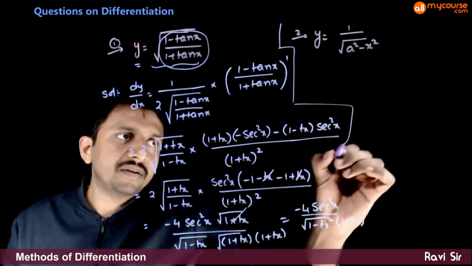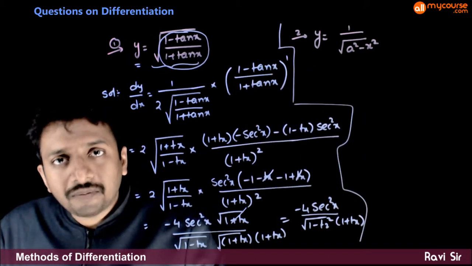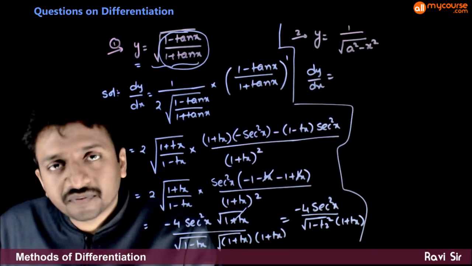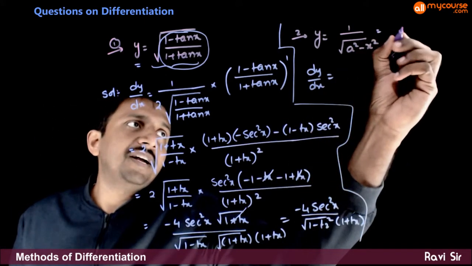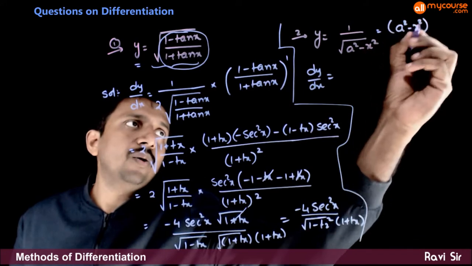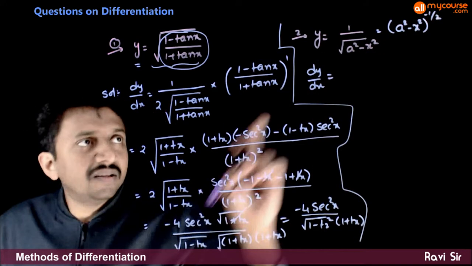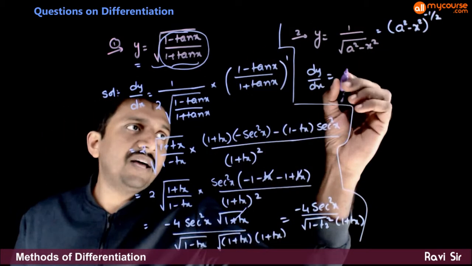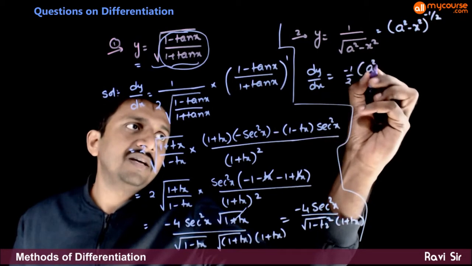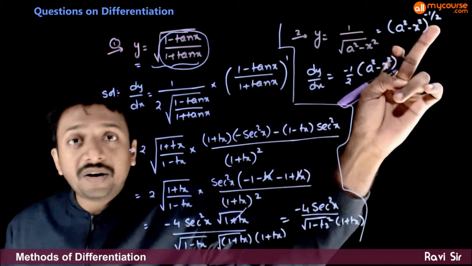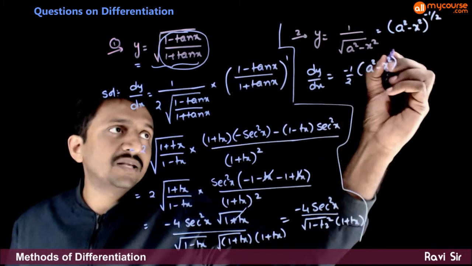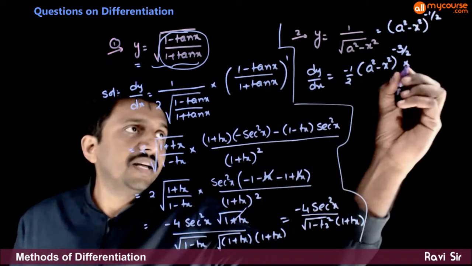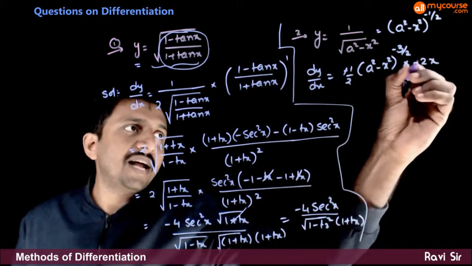So next you're asked to differentiate 1 by root of a square minus x square. dy by dx is equal to. So this can be written as (a square minus x square) whole power minus half. 1 by root of a square minus x square is (a square minus x square) whole power minus half. So dy by dx is equal to minus half times (a square minus x square) whole power n minus 1. N into a power n minus 1 is minus 3 by 2, times the differentiation of a square minus x square, which is minus 2x. It's minus, and this minus gets cancelled.